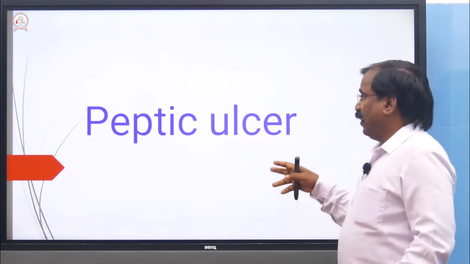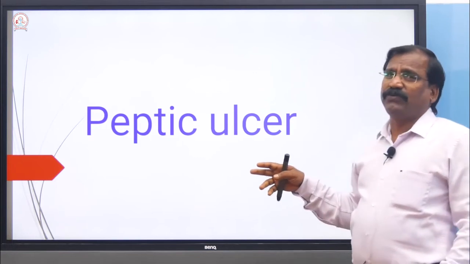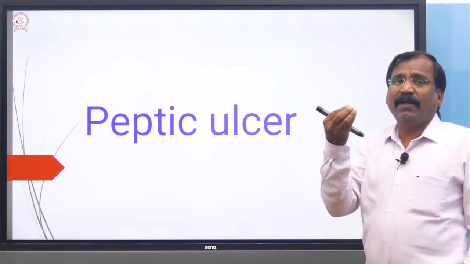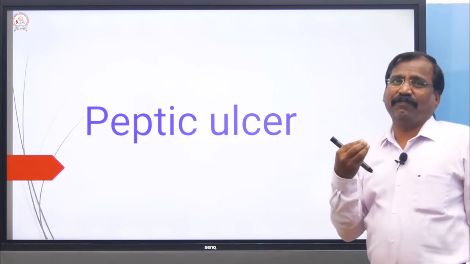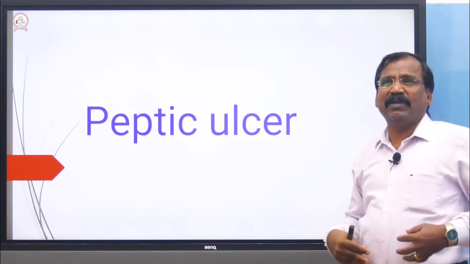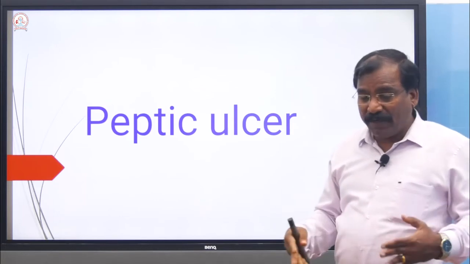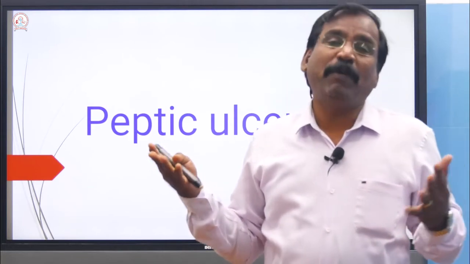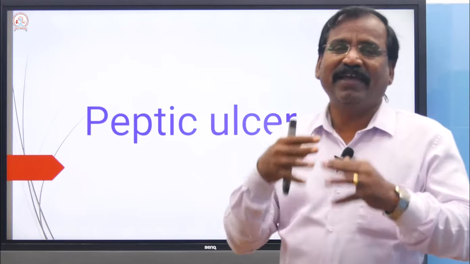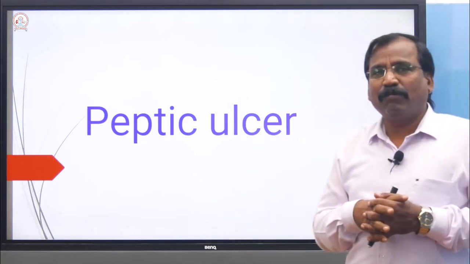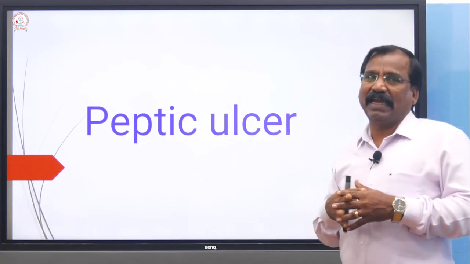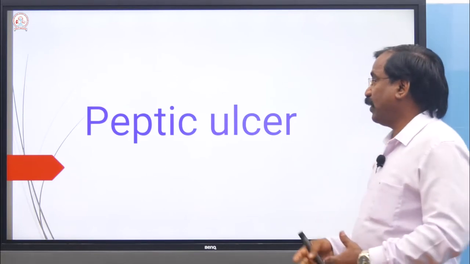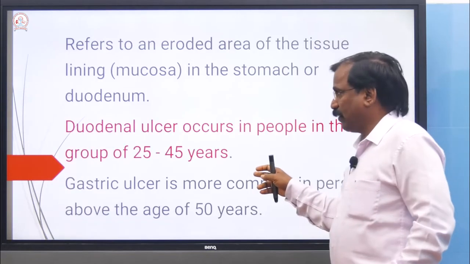The next disorder is the peptic ulcer. Ulcer means a wound. If the wound is inside the intestine, that is called ulcer. Peptic ulcer, peptones, peptidase, because of the enzymatic action, sometimes there is damage in the inner lining. That ulcer caused in the stomach and intestine is called a peptic ulcer.